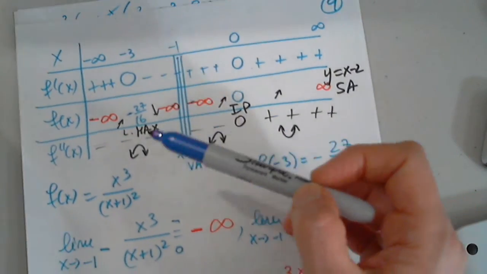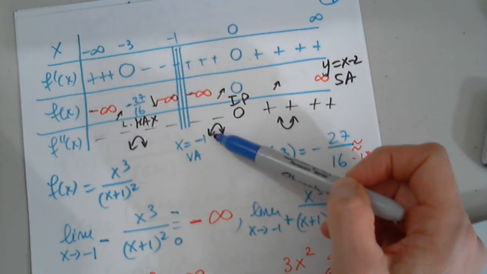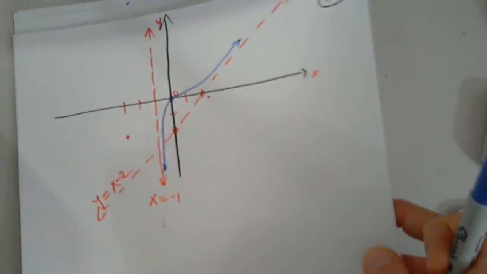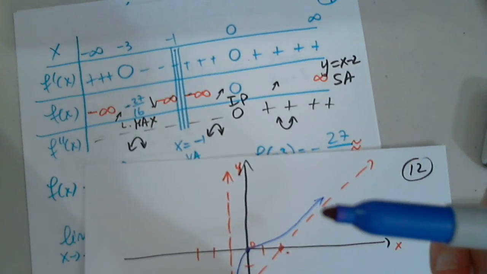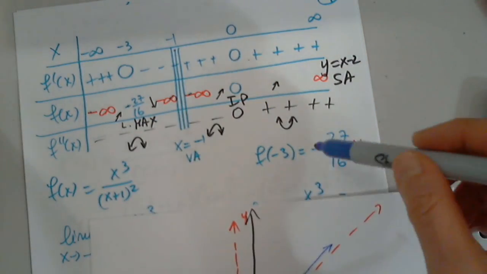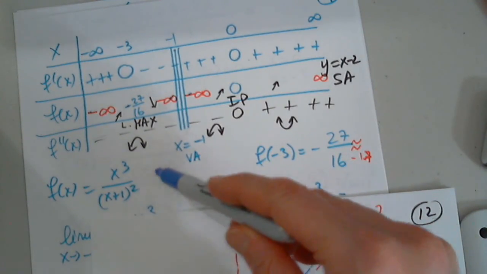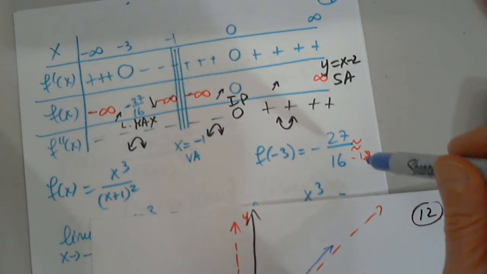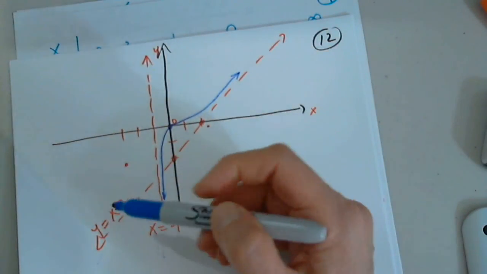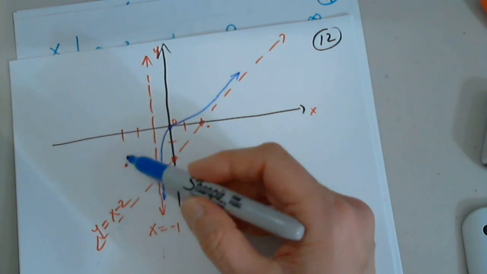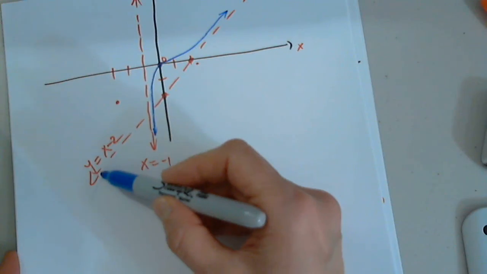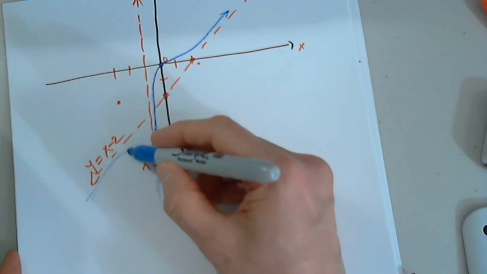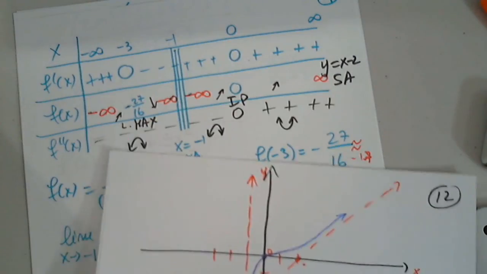It has a local max, that's true. It's opening down, that's correct. But the point doesn't make any sense. And I put it in correctly. X negative 3, cubed is negative 27. 3 plus 1 is 4, 4 squared is 16. So, this makes no sense. This would have made sense with the maximum, but not this point. I'm checking my slant asymptote again.